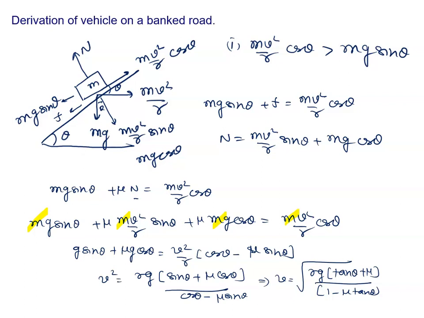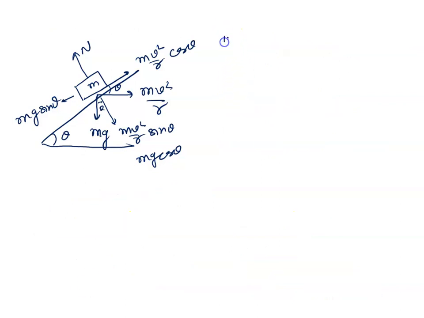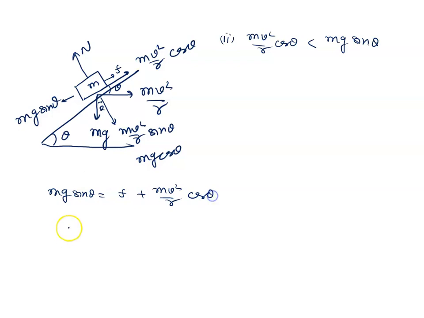Now we will discuss the second situation. Now we will discuss the second part of the situation, that mv square upon r cos theta is less than mg sin theta. In this situation, mg sin theta is more, so car has the tendency to move downward, so friction will act in the upward direction. So at equilibrium, what we will say, mg sin theta is written as f plus mv square upon r cos theta. And what is the value of the f?